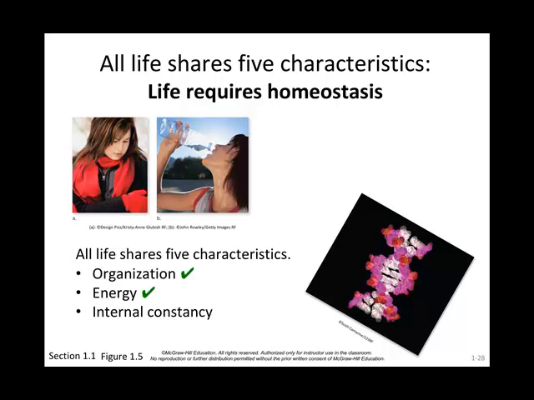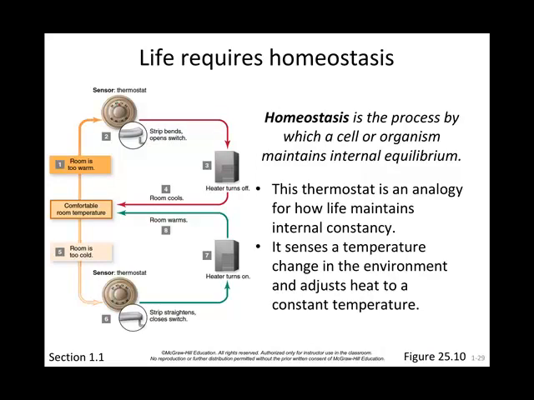The third characteristics of life is the necessity to maintain internal constancy. We call this homeostasis, which is a process where cells or organisms stay in equilibrium. A thermostat is a good analogy of homeostasis in action. Let's say that the room is getting too warm. If that happens, there's a sensor in the thermostat that opens the switch and turns off the heater, and then the room goes back to equilibrium.